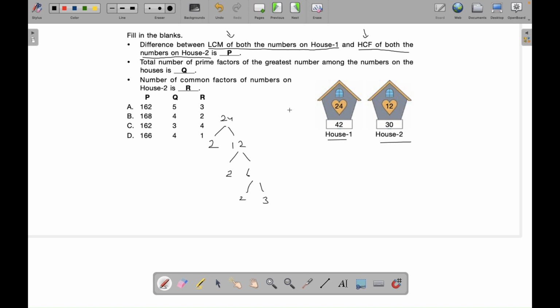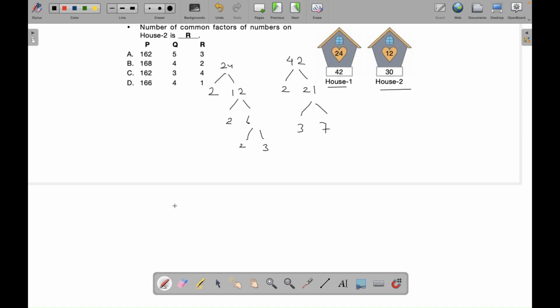Right. And then 42 will be 2 and 21, 3 and 7. Right. So 24 will be 2 times 2 times 2 times 3. 42 will be 2 times 3 times 7. Right. So if we have to just list out the common numbers, so 2 and then this 3. So they are common.